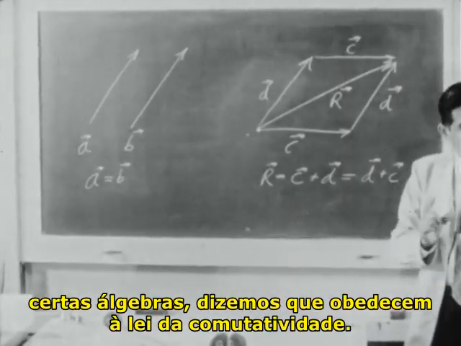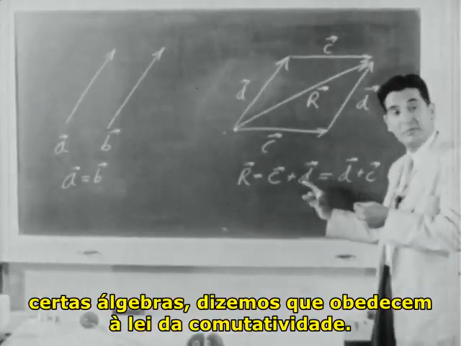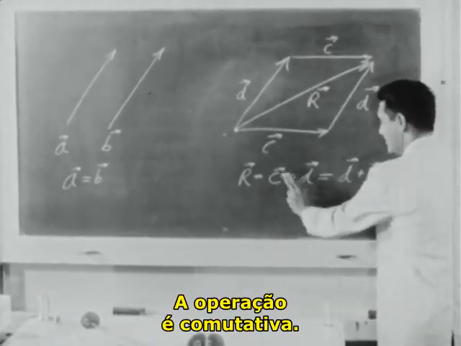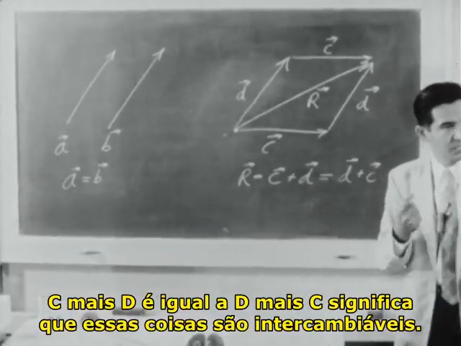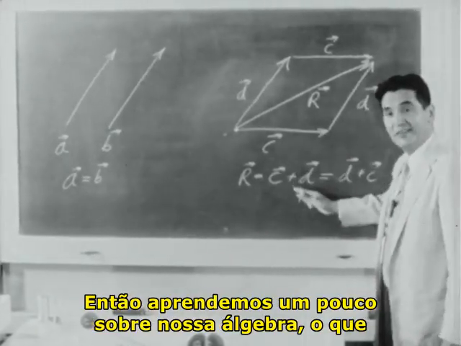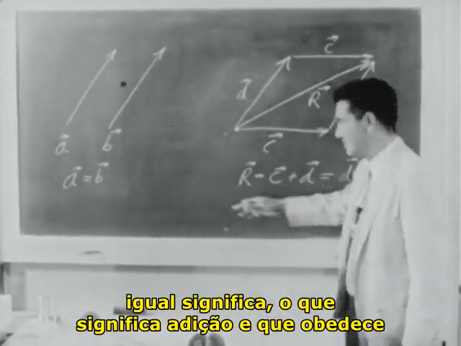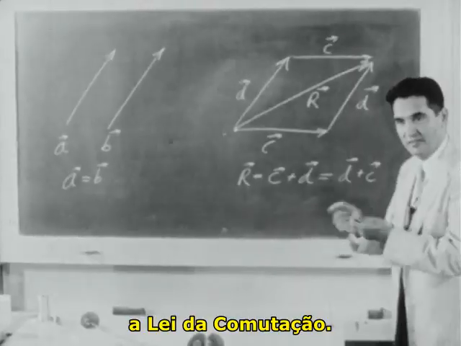We say they obey the law of commutativity. The operation is commutative. C plus D equals D plus C. It means that these things are interchangeable. So we've learned quite a bit about our algebra, what equals means, what addition means, and that it obeys the law of commutation.